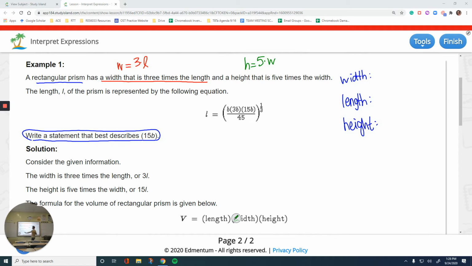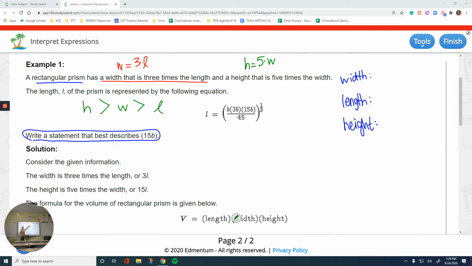So the width is greater than length, right? Let me just put it this way. The width is greater than the length. And then height is greater than the width. Height is greater than the width. That sign reads as greater than when you read it from left to right. Height is greater than width. The width is greater than the length.